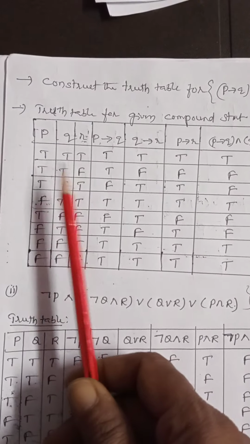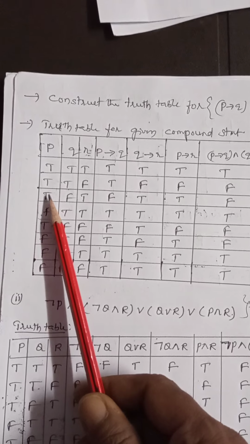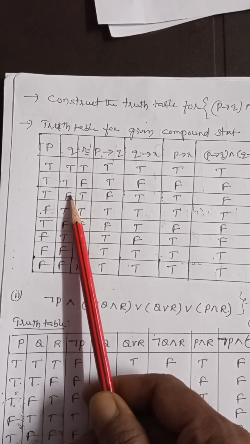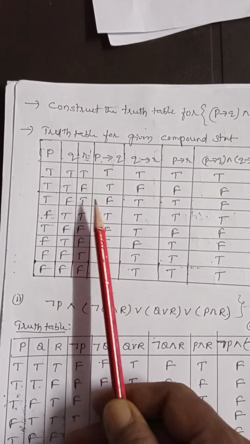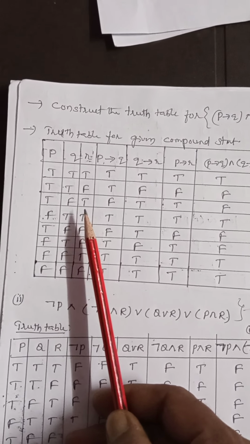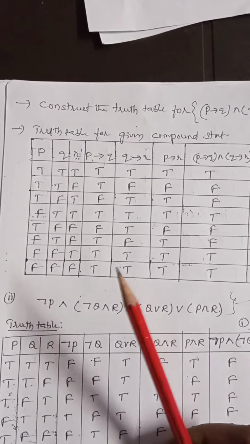All may be true. First, P may be true, Q may be true, R may be false. Next, P may be true, Q may be false, R may be true. P may be false, and the other two, it means Q and R, are true. Like this, we will get 8 possible combinations.